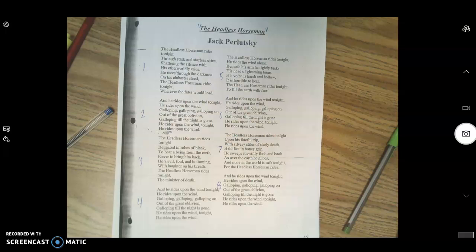Headless Horseman rides tonight when his faithful church, the silvery stone with good death, filled fast in the bloody grave. He slips in swiftly towards the back as over the earth he glides, and none in the world is safe tonight, for the Headless Horseman rides.